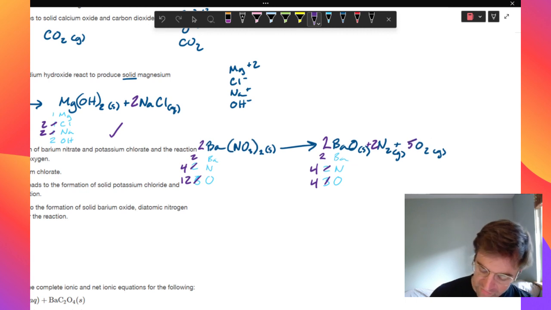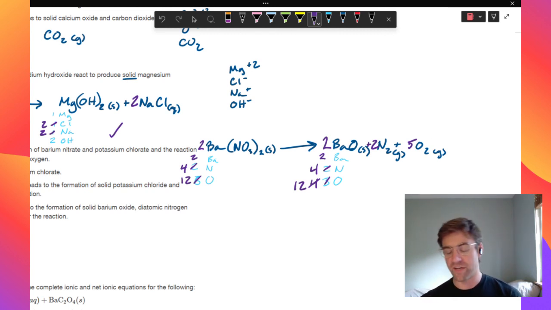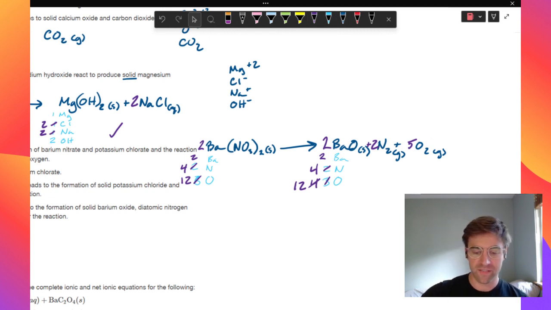So we're going to multiply that by 5. Gives us 10 oxygen plus 2 over here gets us to 12. Now our equation is balanced left to right. We have 2 bariums, 4 nitrogens, and 12 oxygens total on left and right. So that's a good example of why we finish with the diatomic elements last.